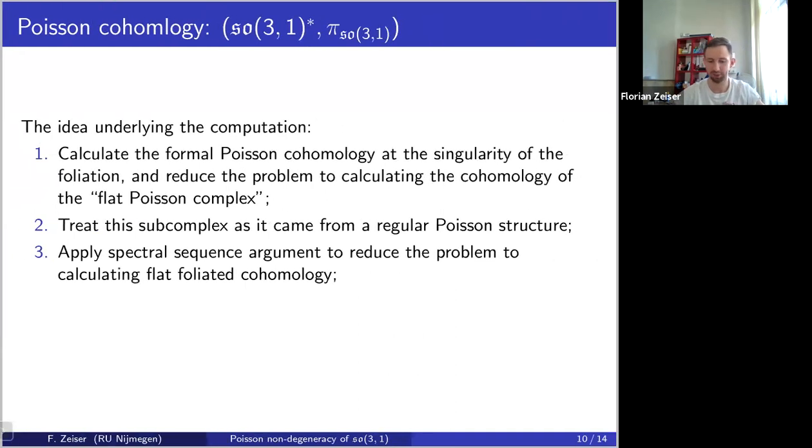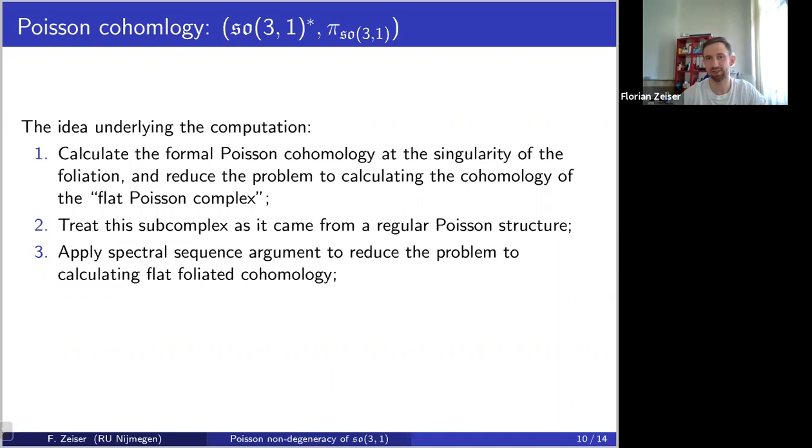And what we do then is we apply a spectral sequence argument. The spectral sequence argument is applied to the filtration given by filtering the multivector fields by the number of legs in the direction of the foliation. And the spectral sequence argument basically allows one to reduce the computation of the flat Poisson cohomology to the computation of what's called the tangential flat Poisson cohomology. That would be the subcomplex of multivector fields which are tangent to the foliation and flat.